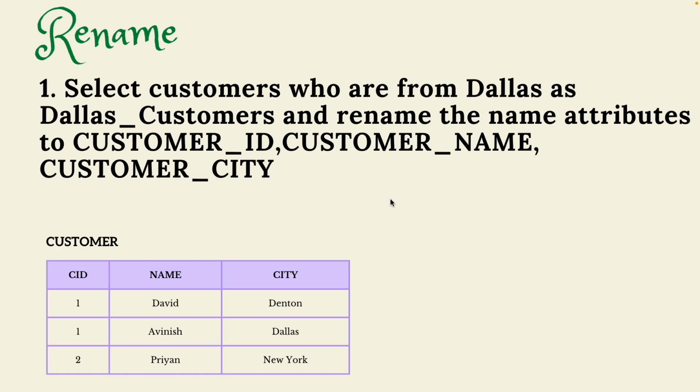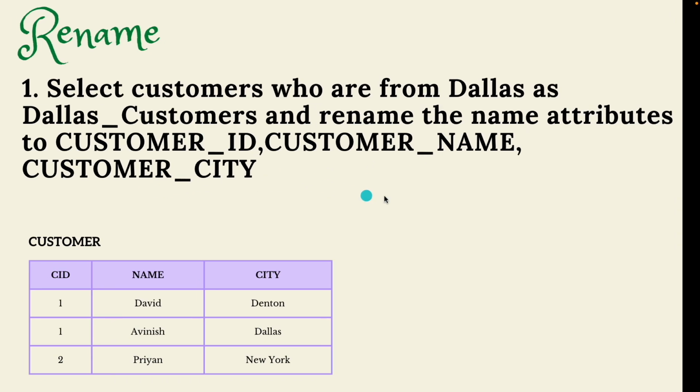Now rename operation. Rename is basically you can rename an existing table and create a temporary table with that new name. For example, if you have a customer table with CID as attribute name and city, I just want to select customers who are from Dallas as Dallas customers and rename the attributes to customer ID, customer name, and customer city. So let's see how we're going to do this.